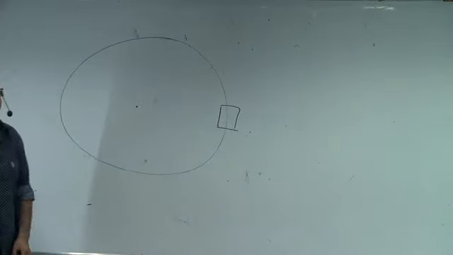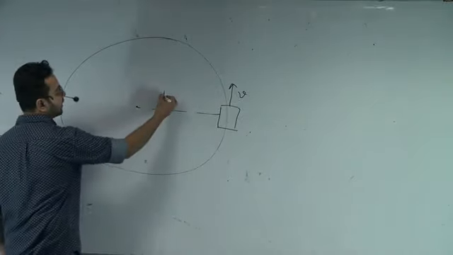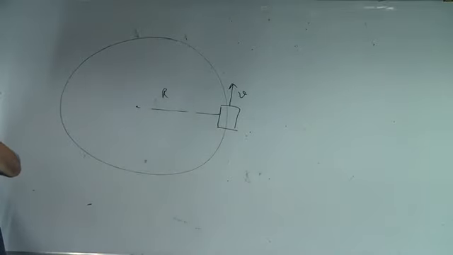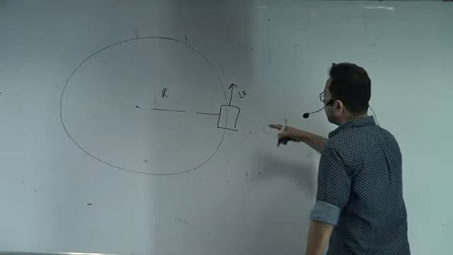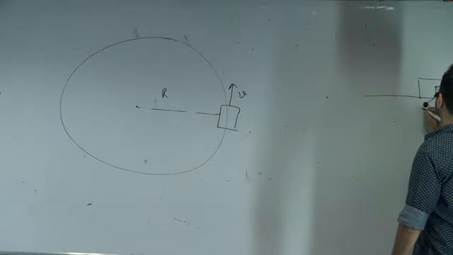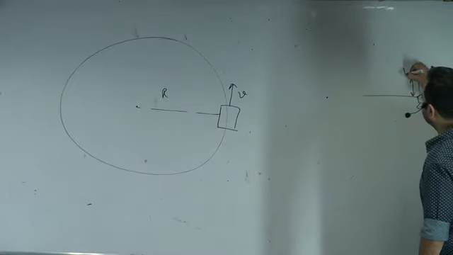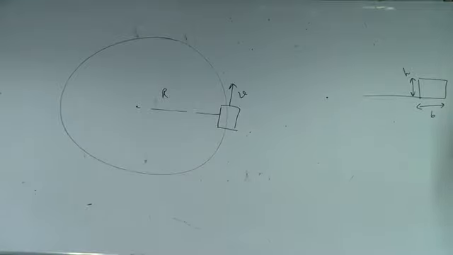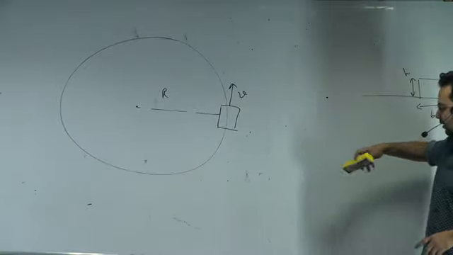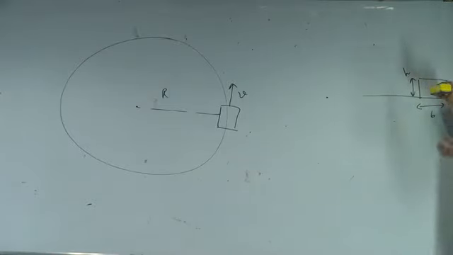I'm showing you the top view. There is a car going with a speed v in a circle of radius r. Now I'm showing you the side view. The car has a width b and a height h. If the car is going like this in a circle, this is what I'm trying to show you.